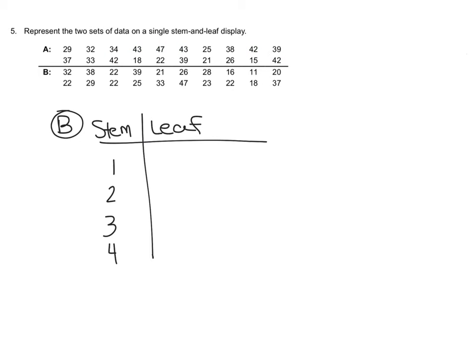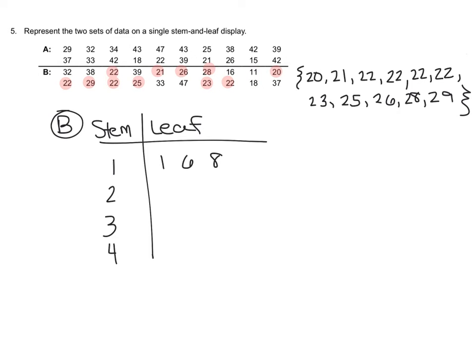Now I'll create a stem and leaf display for data set B. And data set B has the same stems, 1, 2, 3, and 4. So now I'll look at stem 1 and I'll highlight the values that have a stem of 1 in data set B. I have 11, 16, and 18, so that means my leaves are 1, 6, and 8. And again, those are separated with spaces.